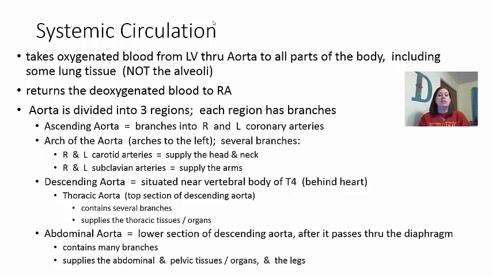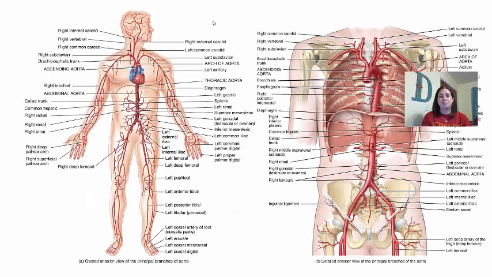We also see that there's the descending aorta. The aorta is going to descend down. This is situated near the vertebral body of T4 behind the heart. The thoracic aorta is the top section of the descending aorta, and it contains several branches that supply blood to the thoracic tissues and organs. We then see the abdominal aorta. This is the lower section that passes through the diaphragm, going to the lower part of the body, and it contains many branches that supply all your abdominal organs and pelvic tissues, as well as your legs. So it'll supply blood to your legs.